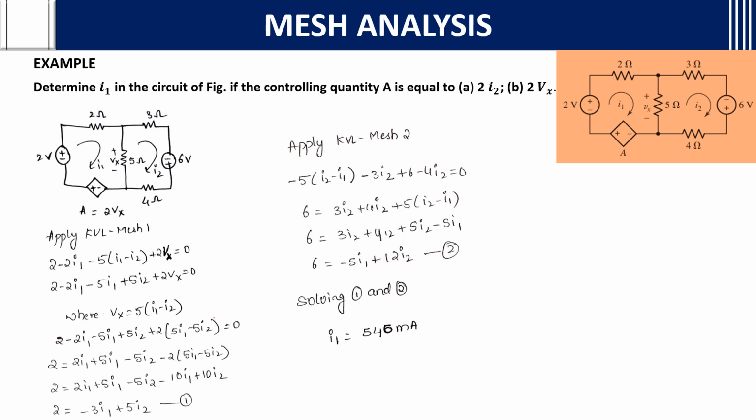Solving both 1 and 2, you will get I1 equals 546 milliampere. Using a calculator you can find, or using Cramer's rule also you can find. You can use whichever is easy for you.